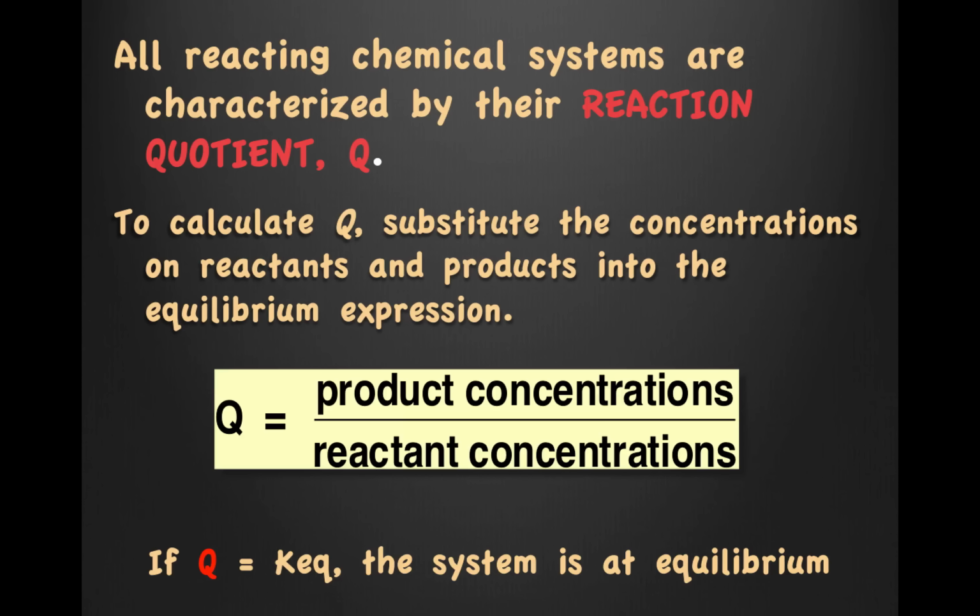All reacting chemical systems are characterized by their reaction quotient, Q. In order to calculate Q, all you do is substitute the concentrations of reactants and products into the equilibrium expression. When you substitute in those concentrations, that will allow you to know if the system is at equilibrium or not. If Q is equal to KEQ, if the reaction quotient is equal to the equilibrium constant, the system is at equilibrium.